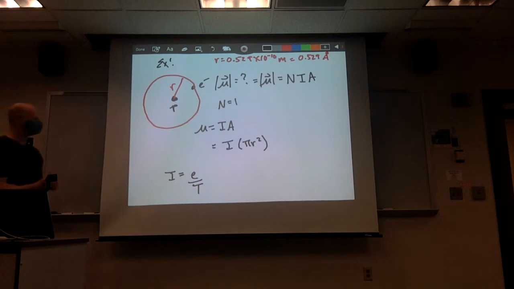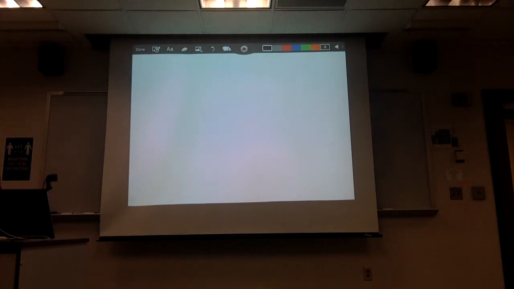So we need to know what the period is. So let's think about the period. As we talked about before, we know that 2 pi times the radius is equal to the velocity times the period, which in this case means that the period is going to be equal to 2 pi times the radius divided by the velocity. So this is my period.